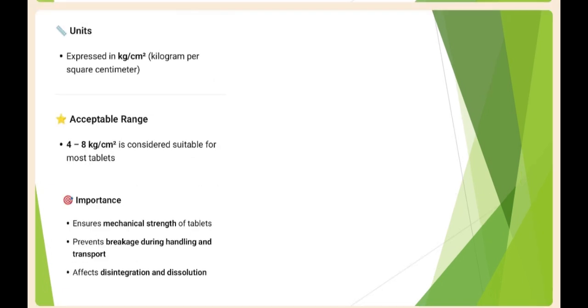It is expressed in kilogram per centimeter square. An acceptable range of 4 to 8 kg per centimeter square is considered suitable for most tablets.